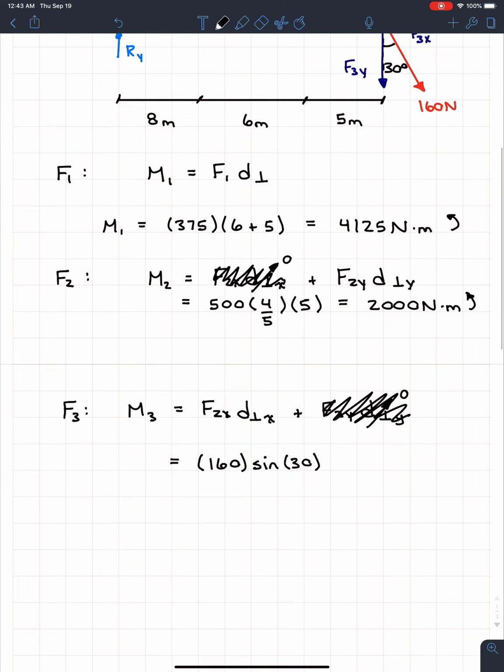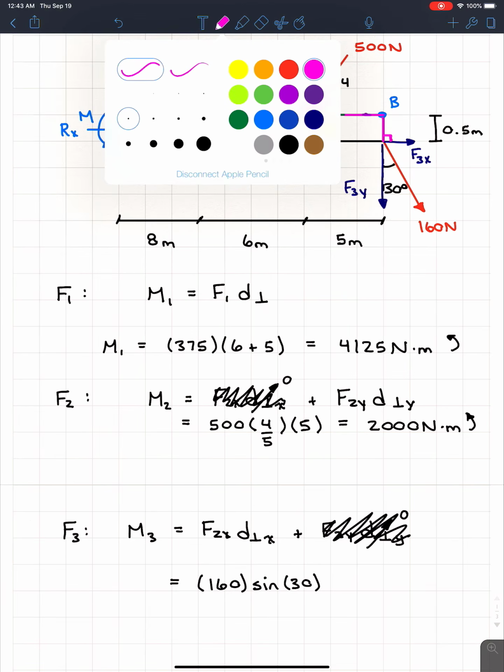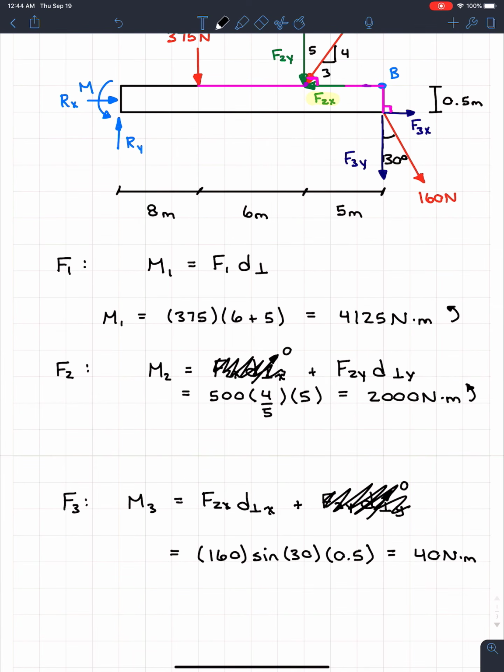And then we have to multiply that by the perpendicular distance. So if we look in this case right here, I'm going to draw the pink line. If I'm going from point B to that force, perpendicular distance, well, F3x is perpendicular there. So that distance there, 0.5 meters. So from here, I'm just going to put in a 0.5. And what happens is I'm going to get this as 40 Newton meters. And now, well, what's the direction?